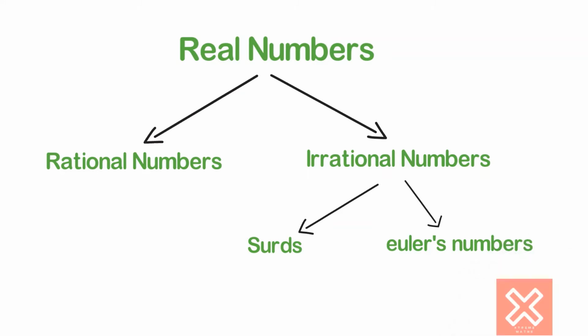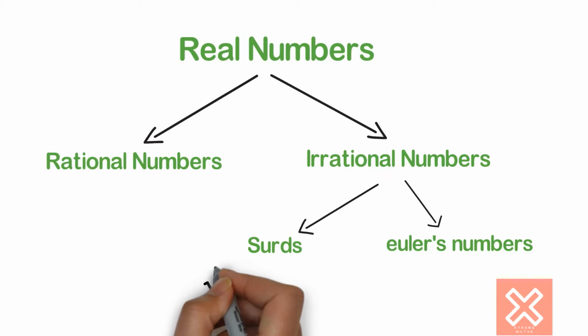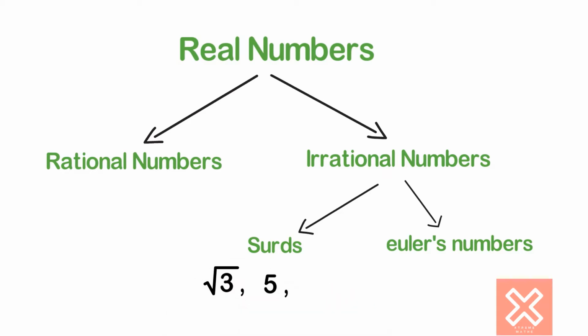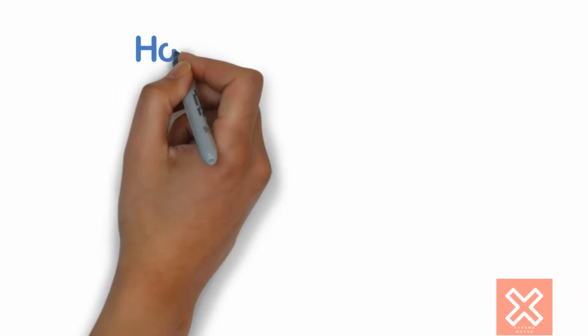Examples of surds: √3, √5, √7. Examples of Euler's numbers: π, e. A surd means an irrational root of a positive rational number. The irrational roots of a positive rational number are surds.